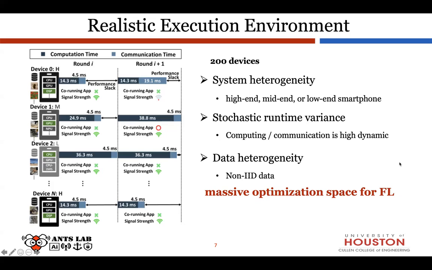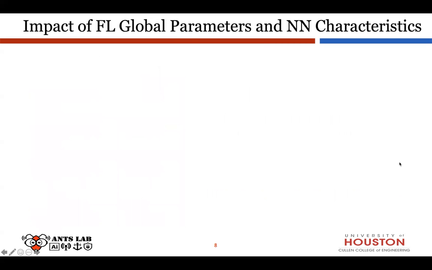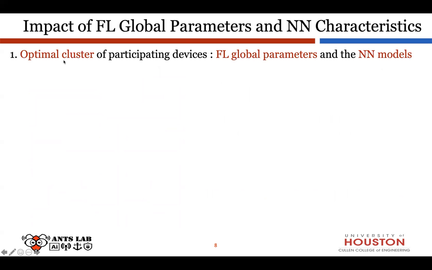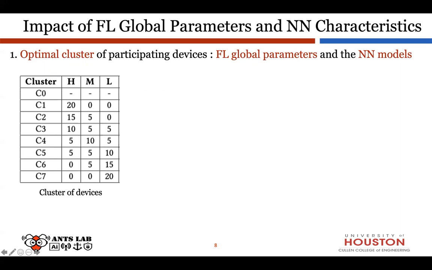Next, let's look at some observations found in this paper. The first one is the impact of federated learning global parameters and the neural network characteristics. And here we have the conclusion that the optimal cluster of participating devices will depend on these federated learning global parameters and the neural network models. Here we consider 8 cluster settings of devices. C1 means we have 20 high-end devices, and C7 means we have 20 low-end devices.